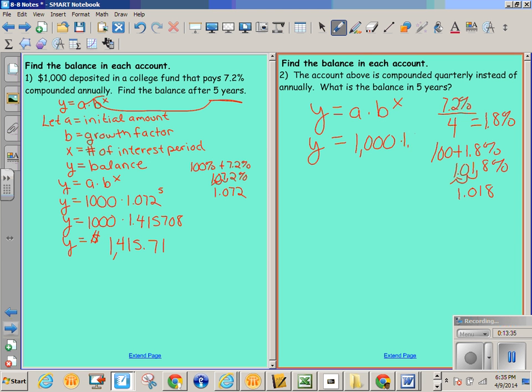Now we have to be careful because we're no longer just compounding it once a year for 5 years. We remember it was quarterly, so now we have to take 5 and multiply that by 4, and that's going to give us 20 interest periods. So we're going to plug 20 in for our exponent. So we should end up with y is equal to 1,000 times 1.018 to the 20th power, which is 1.428747. And again, we're talking about money, so once you round, you want to go to the hundredths place: $1,428.75.